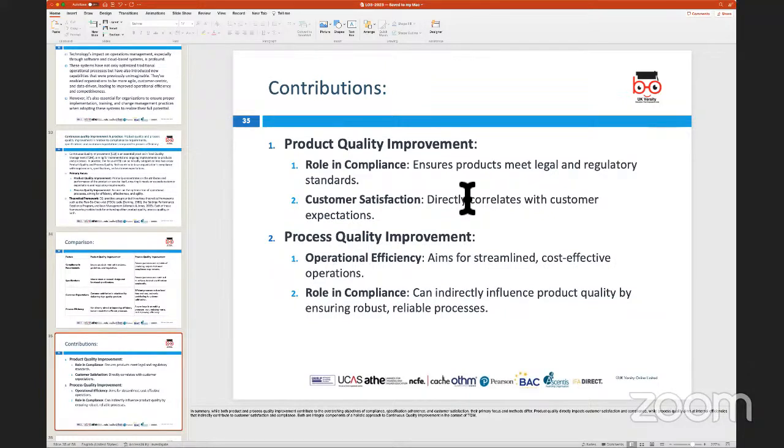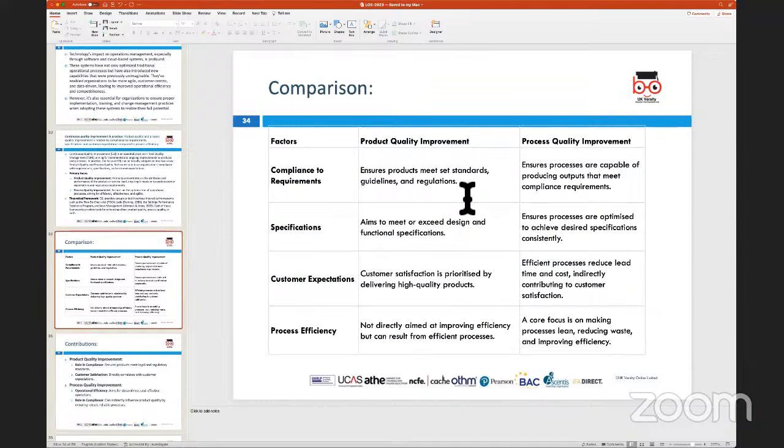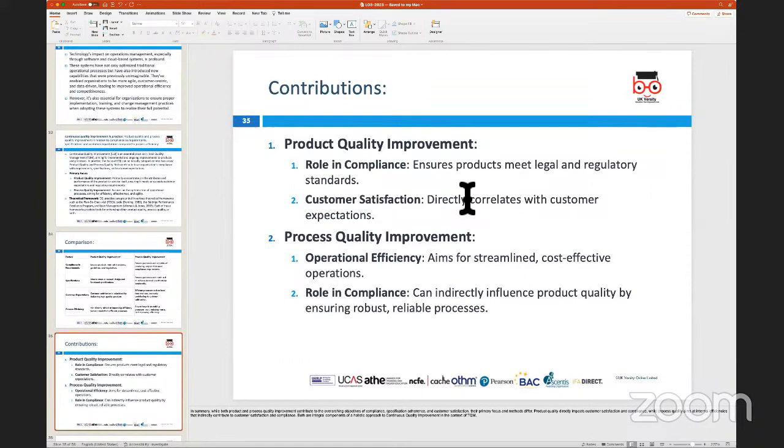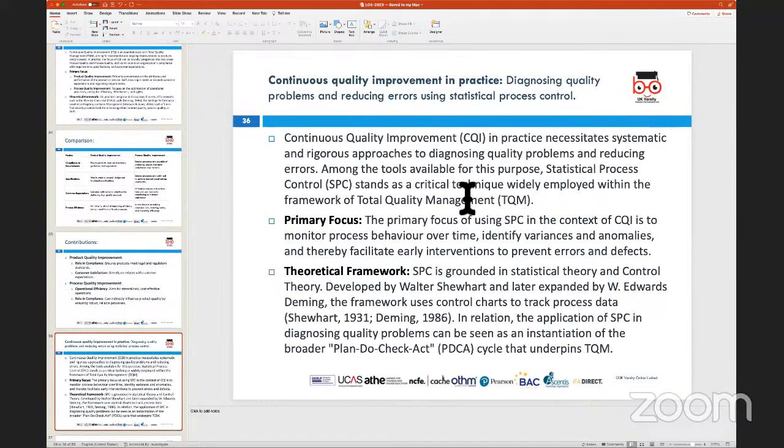No. Okay. Now, if we look at, for example, the contributions which both these sides make, product quality and process quality, what I've done is elaborate this table into details, like I've given you an example. What does the role of compliance mean for the factory? What does the role of compliance mean for the customer? What is the role of process quality in terms of operational efficiency and in terms of compliance? I've elaborated these just to help you understand the aspects of it.